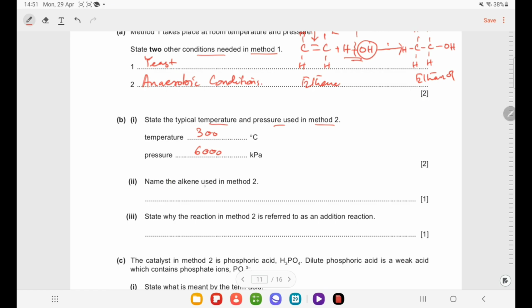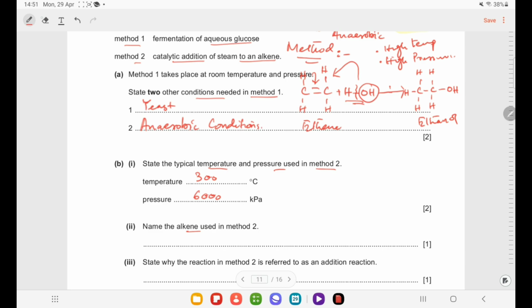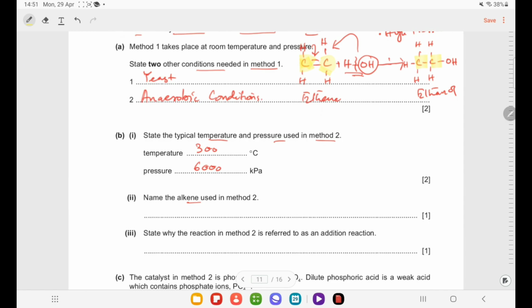Second part says name the alkene used in method 2. We were supposed to make 2 carbon alcohol. So obviously we had to use an alkene which has 2 carbons. So the name of that alkene is ethene.